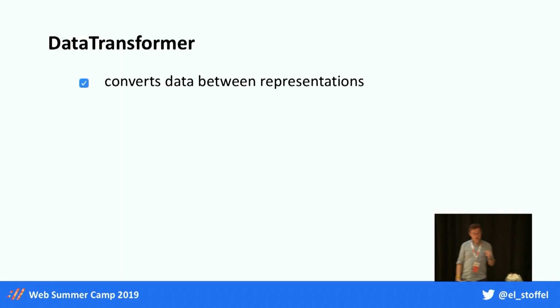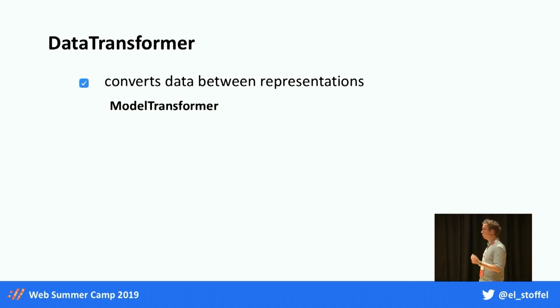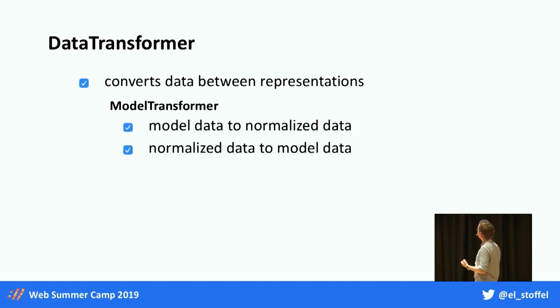But actually, there are two kinds of transformer. The model transformer has on the one hand side the model and creates a normalized view. And the reverse transform is from normalized data to model data. Normalized is usually just a string representation.